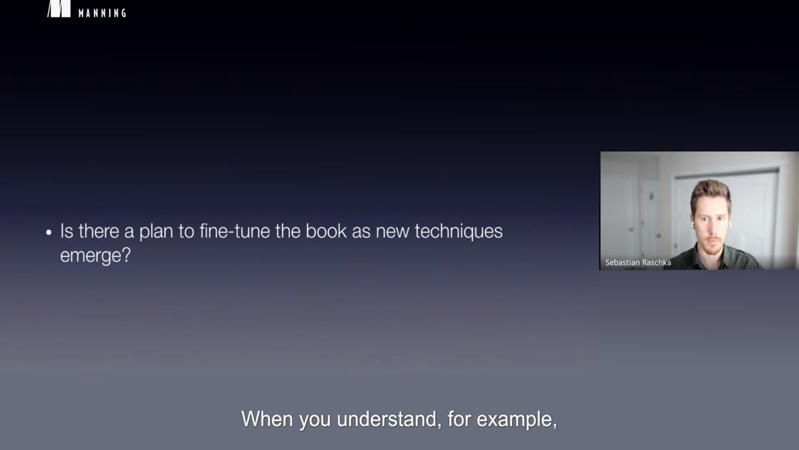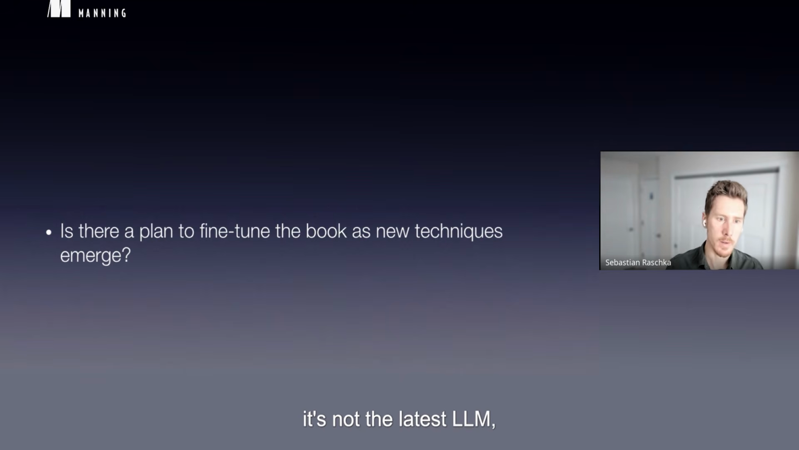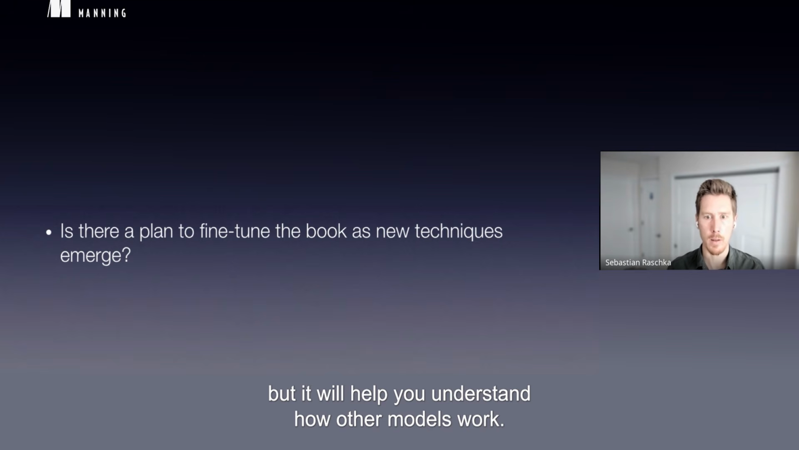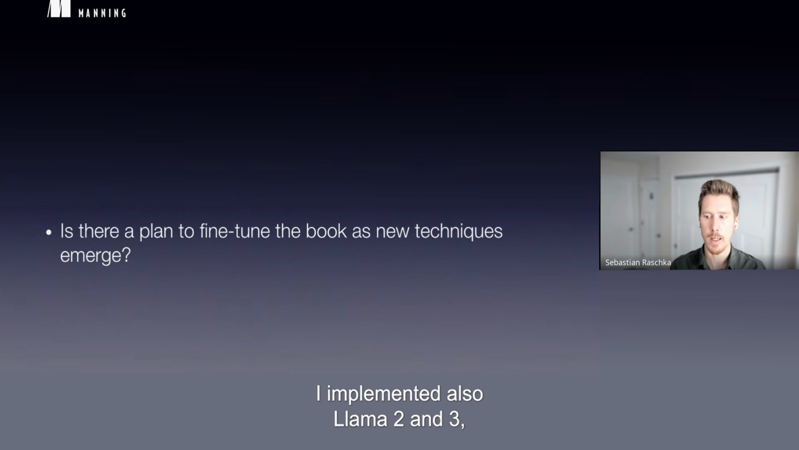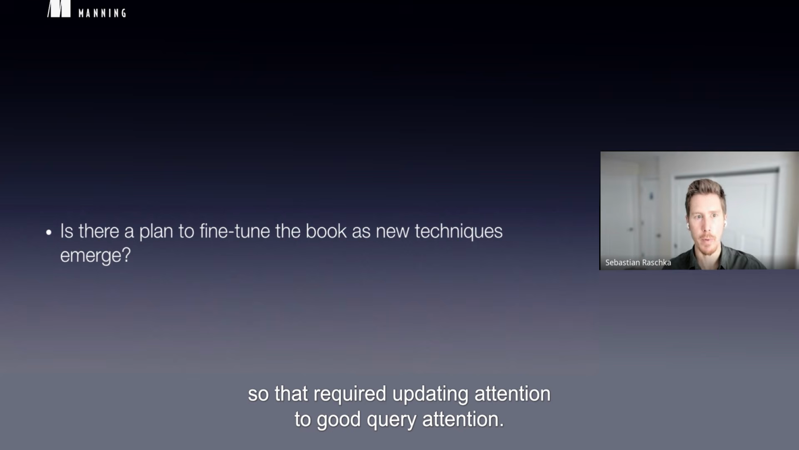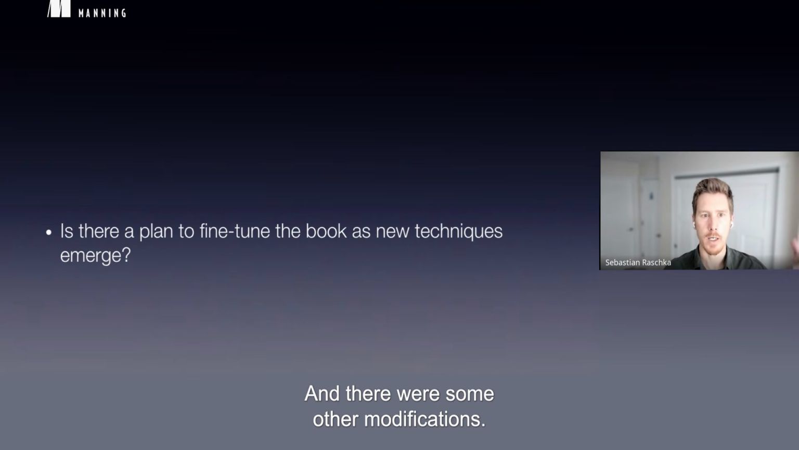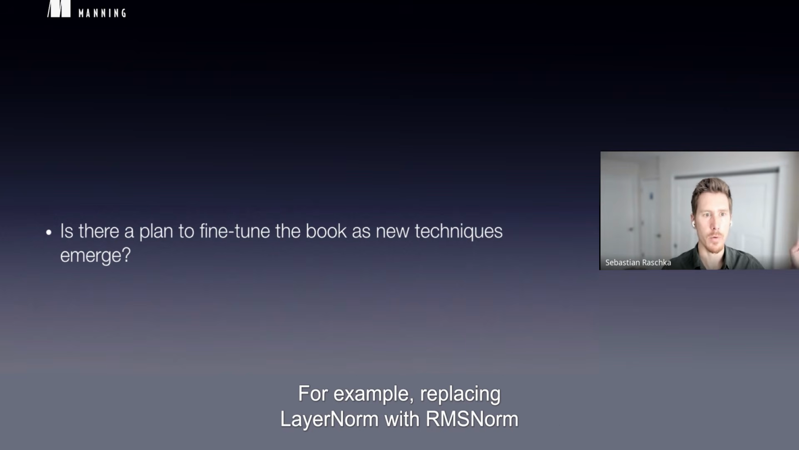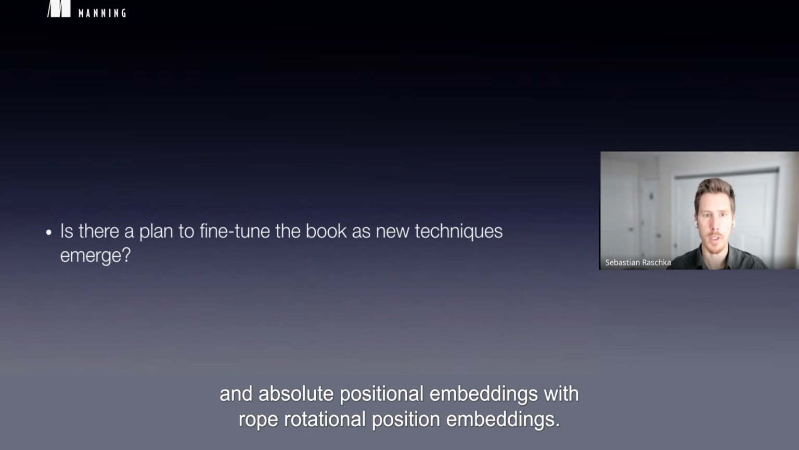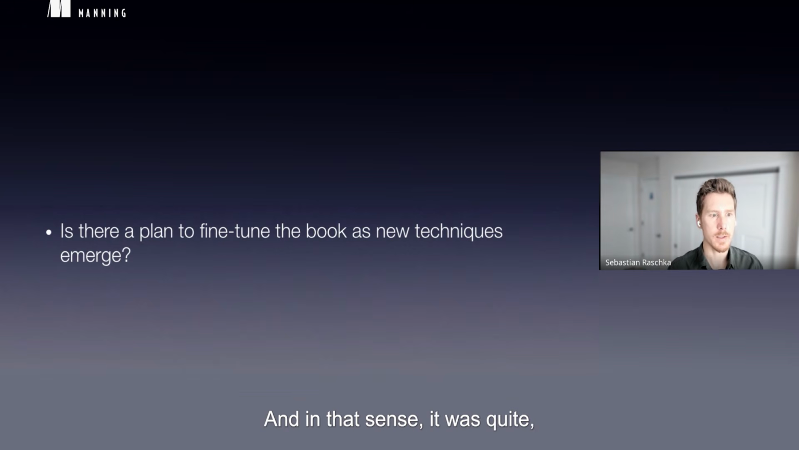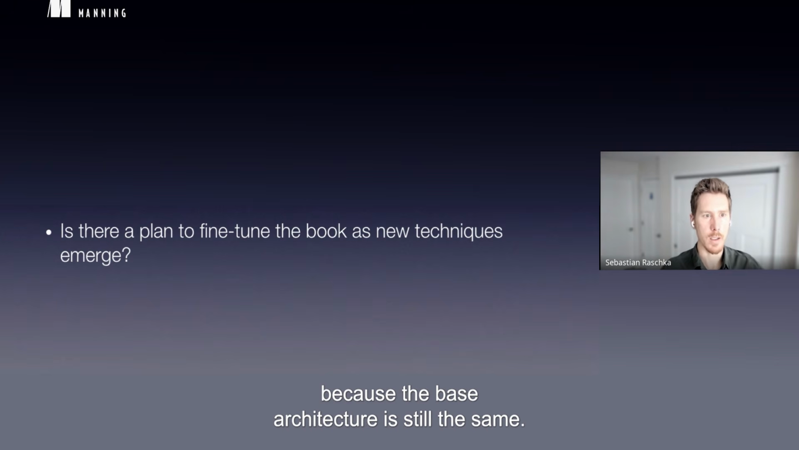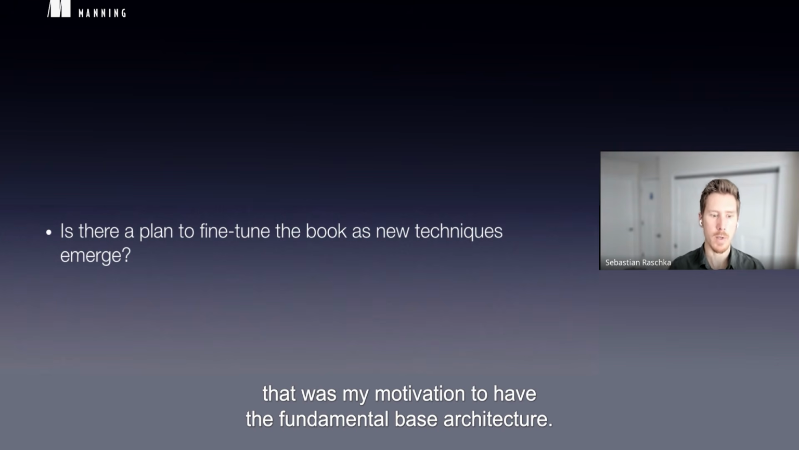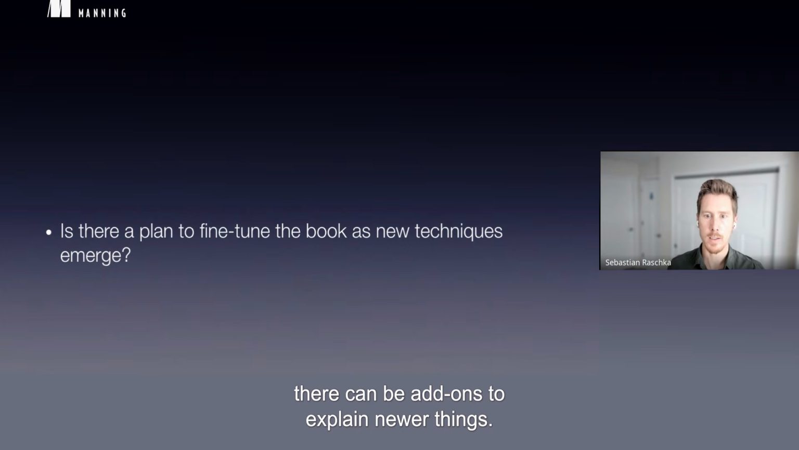So when you understand, for example, how the GPT-2 model works, it's not the latest LLM, but it will help you understand how other models work. For example, in the bonus section, I also implemented Llama 2 and 3. That required updating attention to grouped query attention. And there were some other modifications, for example, replacing layer norm with RMS norm and absolute position embeddings with RoPE, rotary positional embeddings. In that sense, it's quite easy to follow if you already know the base architecture, because the base architecture is still the same. For the book, that was my motivation to have the fundamental base architecture, and then later on there can be add-ons to explain newer things.